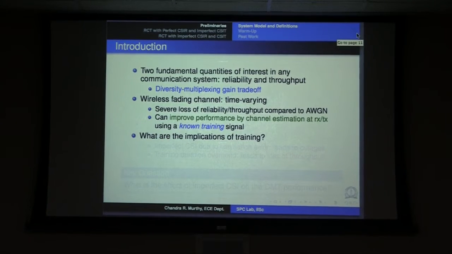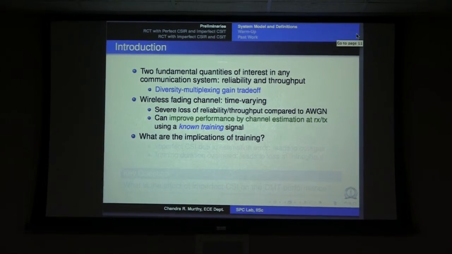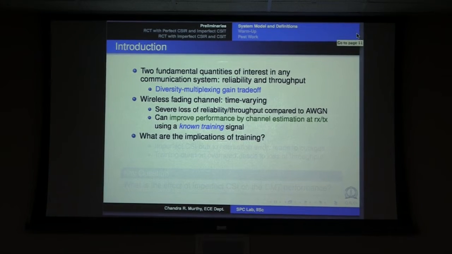So, two fundamental quantities of interest in any communication system are the reliability and throughput, and the diversity multiplexing gain trade-off basically captures the trade-off between the two. You lose some, you gain the other. If you lose on one, you can gain on the other, and this trade-off is captured by the DMT or diversity multiplexing gain trade-off. One other aspect is that the wireless channel is fading, and due to this, there is a severe loss of reliability and throughput compared to an additive white Gaussian noise channel.